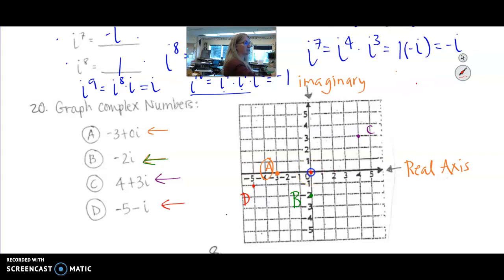When you're finding the absolute value of a complex number, you're going to be finding the distance from the origin to where it lands on the complex number graph system. Okay, so there will be one more video coming up.